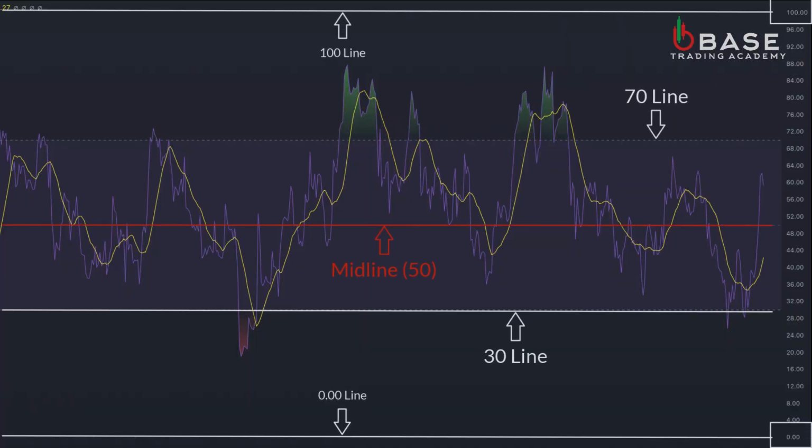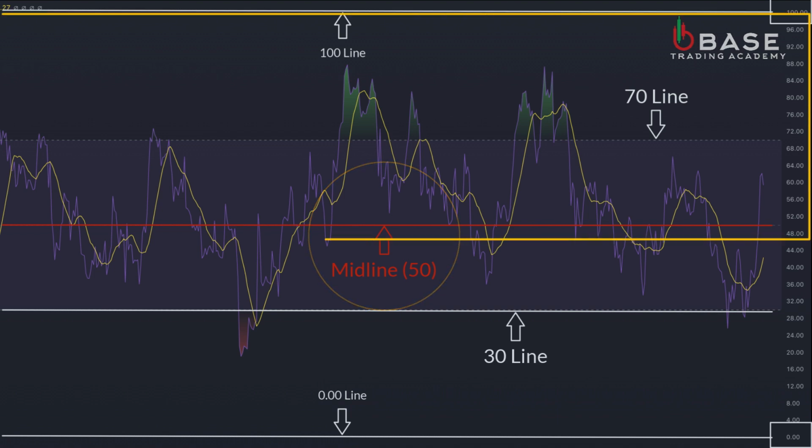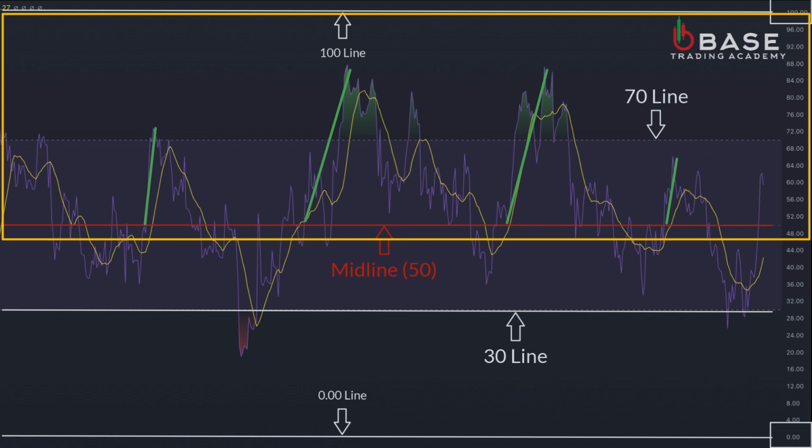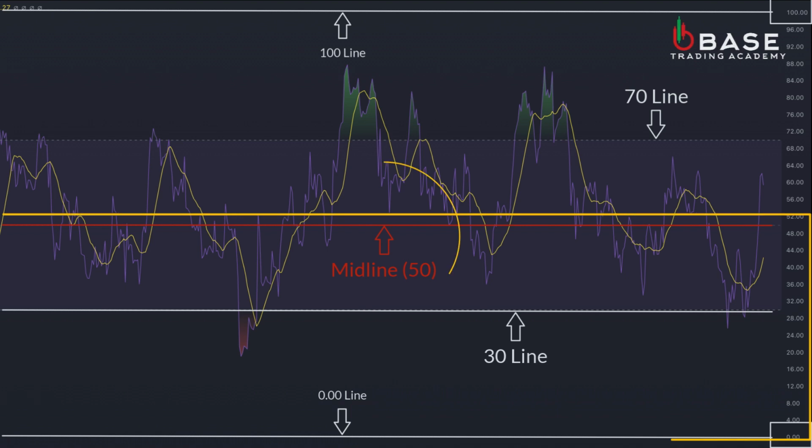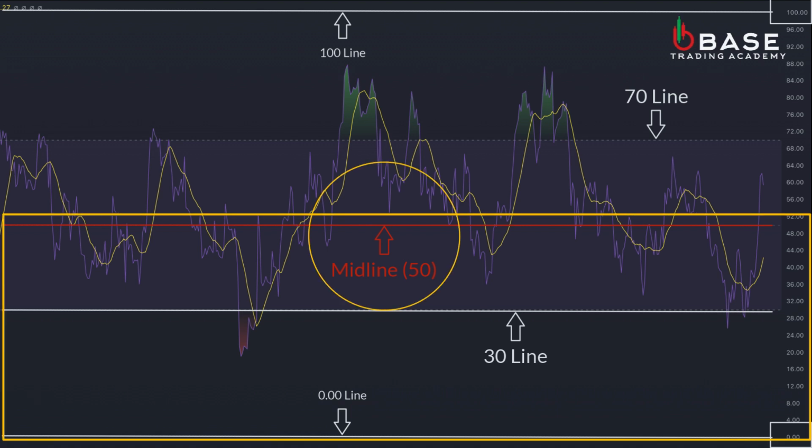First, let's talk about midline 50 crossovers. A bullish trend is indicated when the RSI crosses above the 50 line. This suggests that the average gains over a period are higher than average losses, pointing to an uptrend. Conversely, a bearish trend is signaled when the RSI drops below the 50 line, indicating that losses are outpacing gains.